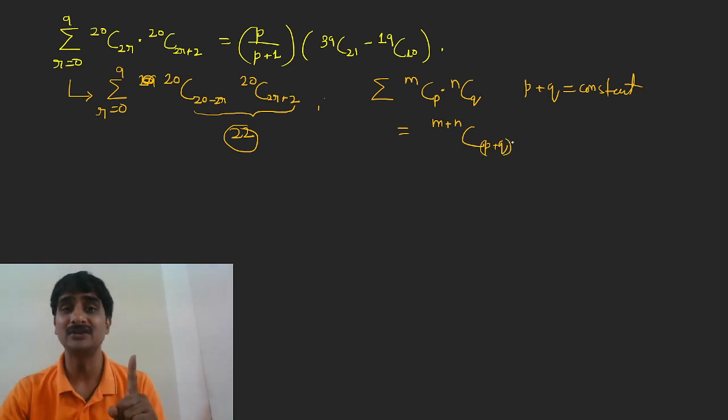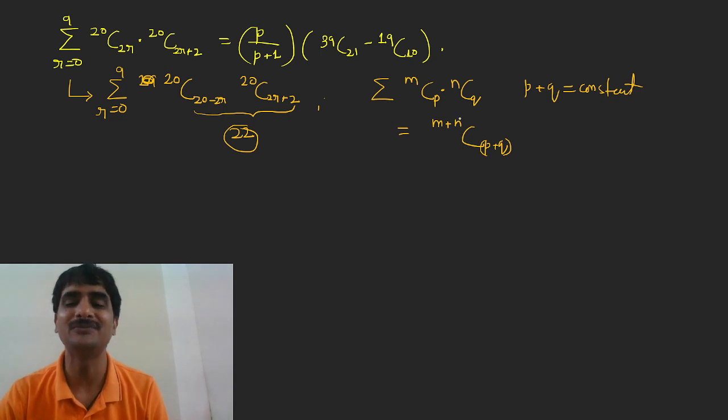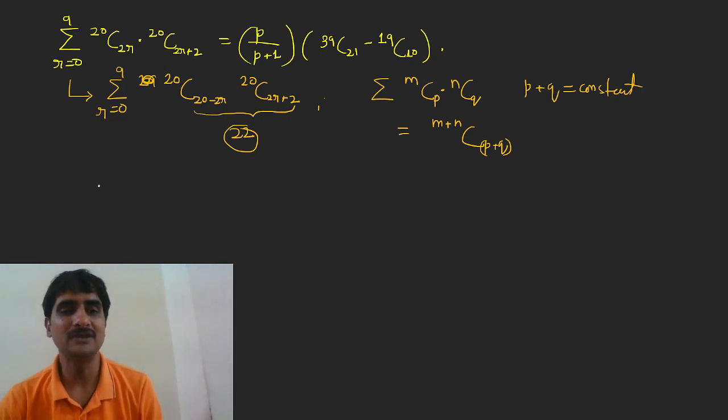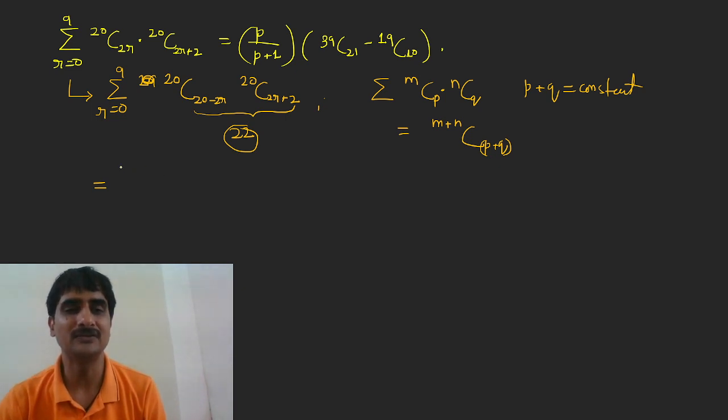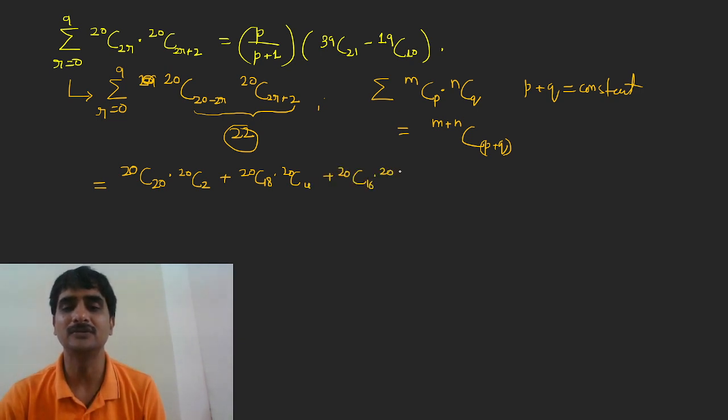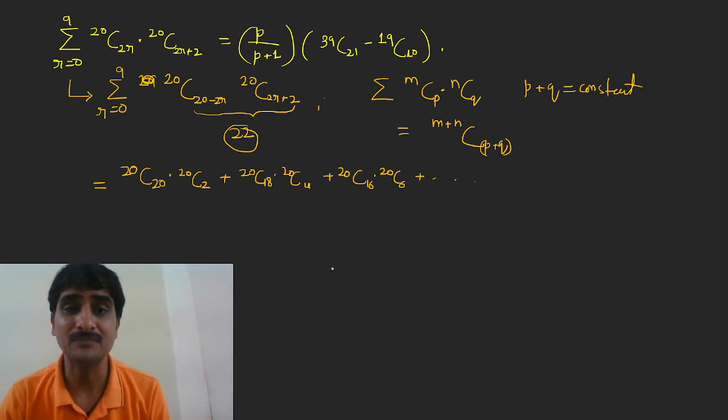But that result you can use only when you have all possible terms of the series. Here the point is, do we have all possible terms? Answer is no. Because why? See, just open it and you will find it out. So when you put r is equal to 0, it's 20C20 into 20C2, plus r is equal to 1 is 20C18 into 20C4. Similarly, r is equal to 2, so 20C16 into 20C6. Are these all possible terms? Of course not. We are missing odd terms.